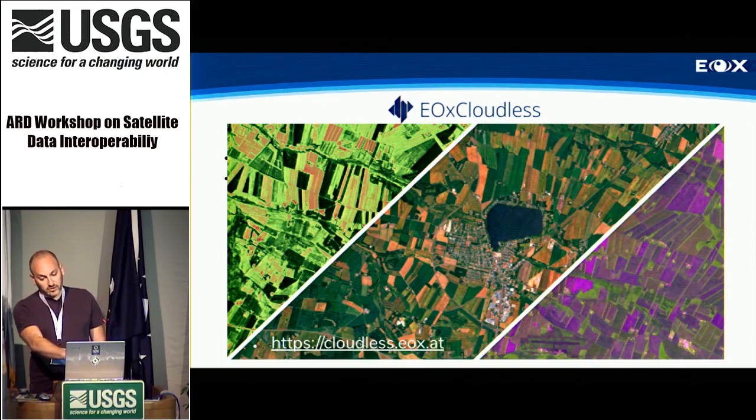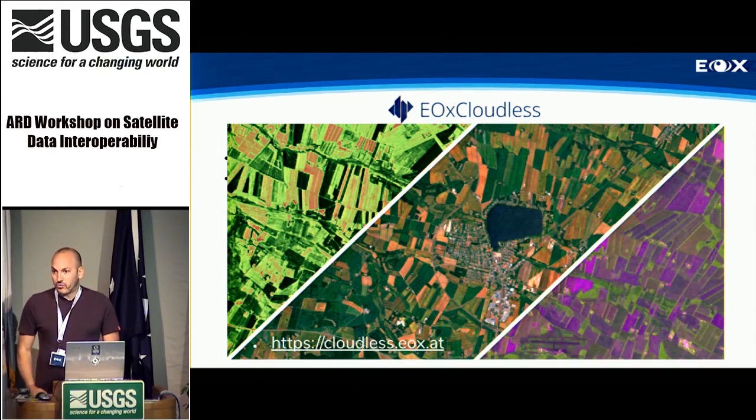So what you see in the bottom right corner is actually a Sentinel-1 mosaic. So we are doing it with radar data as well. And on cloudless.eox.at, you can get some more information on these products and the different flavors of mosaic we offer.